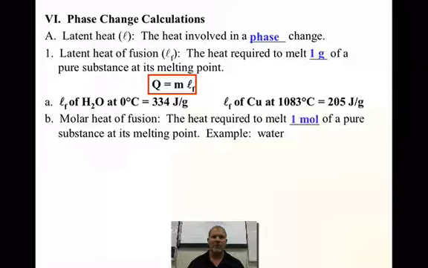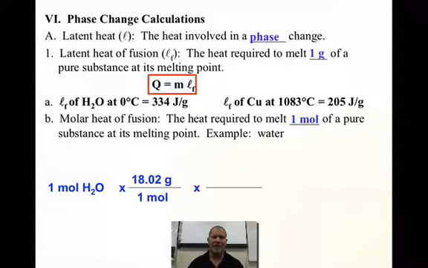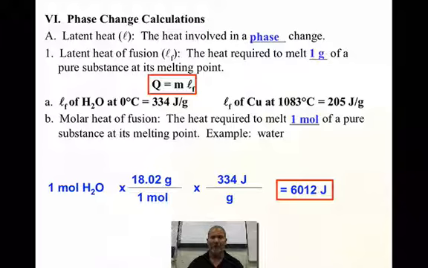So the molar heat of fusion, by definition, is the heat required to melt 1 mole of a pure substance at its melting point. For example, water. I have 1 mole of water. I go from moles to mass, and then I have my latent heat of fusion, in joules per gram. My moles cancel out, grams cancel out, and I end up in joules. So it tells me my molar heat of fusion, how much heat is required to melt 1 mole of water. And to shift to kilojoules, we move the decimal 3 places to the left.